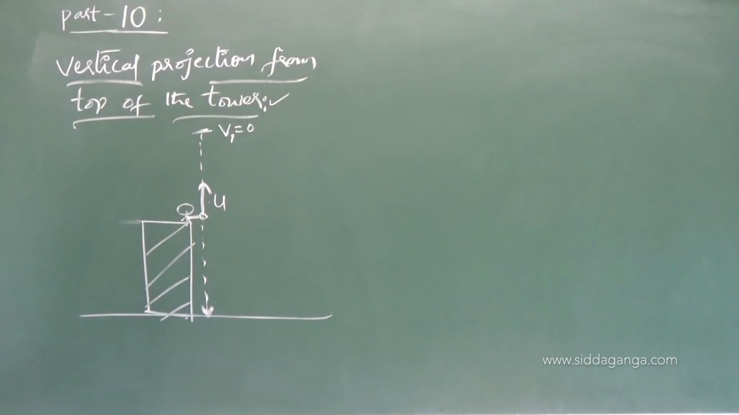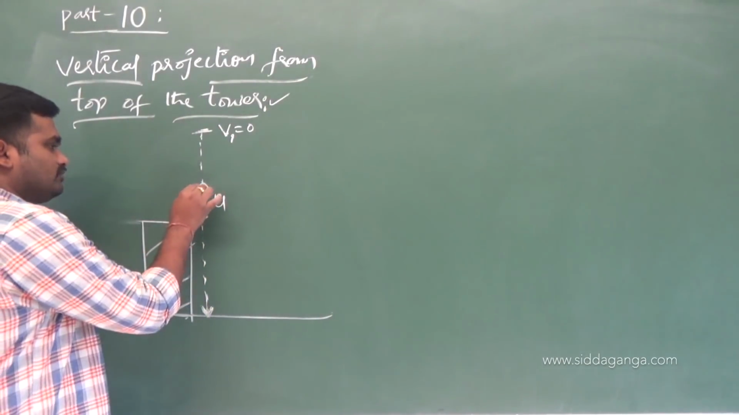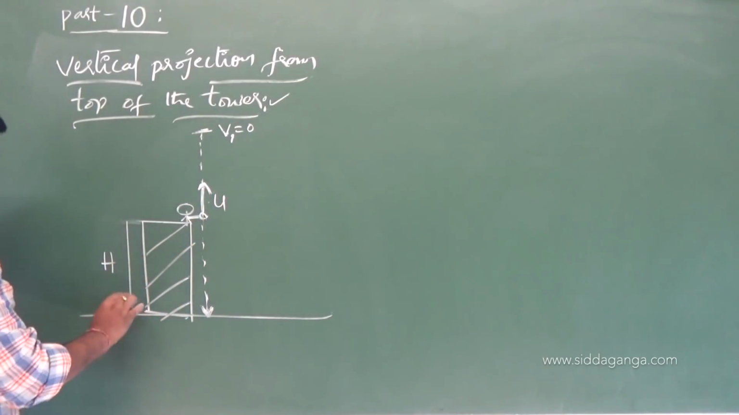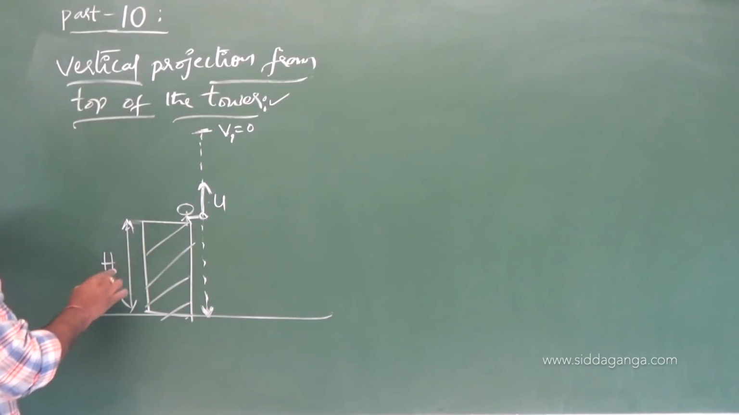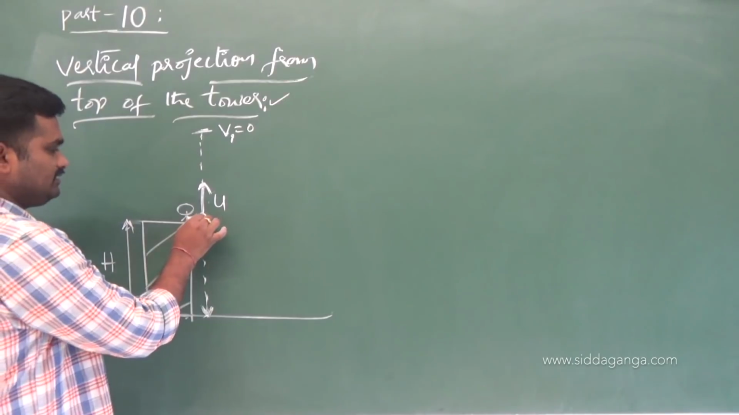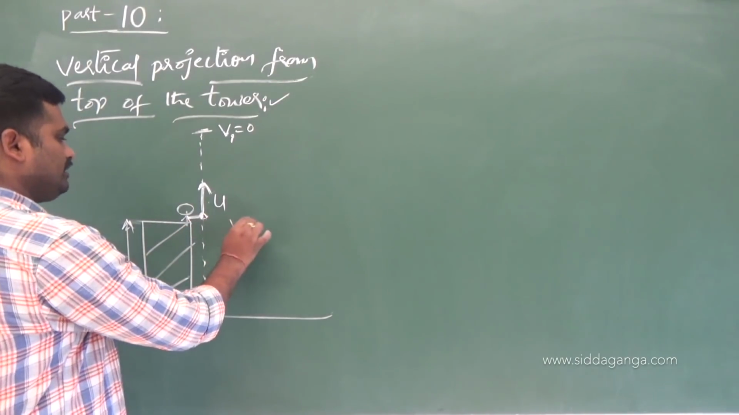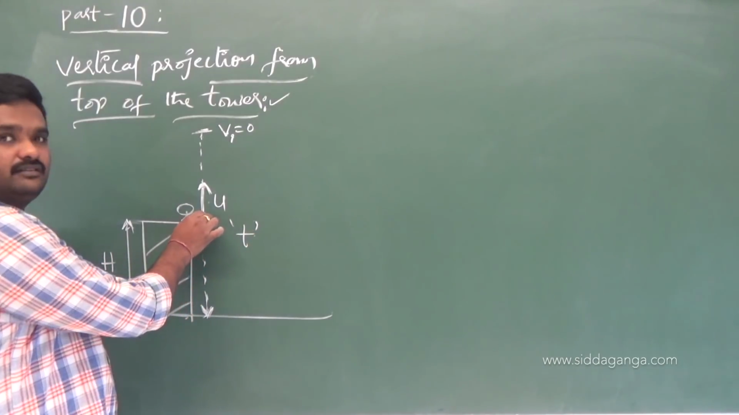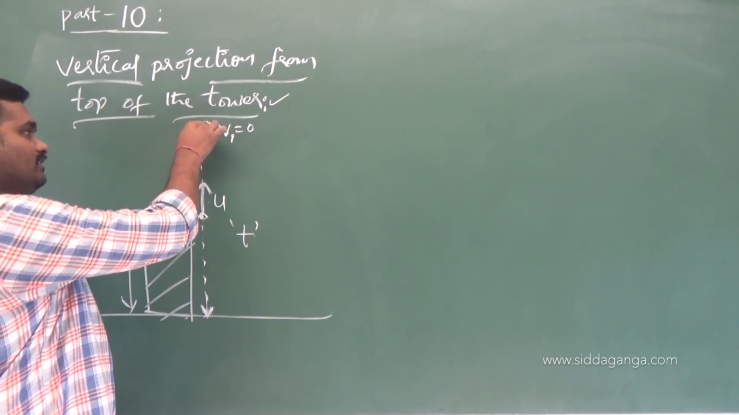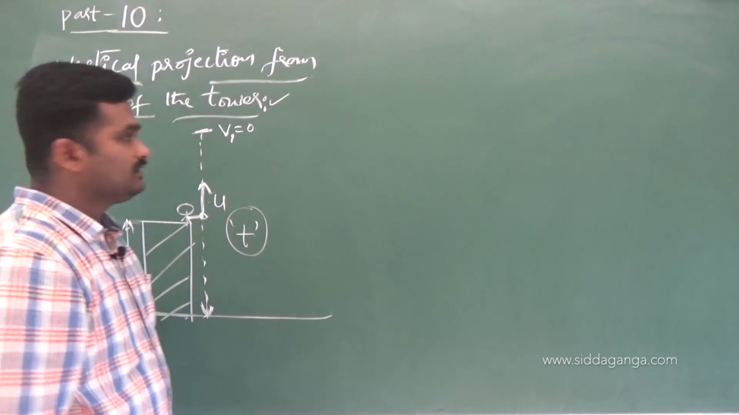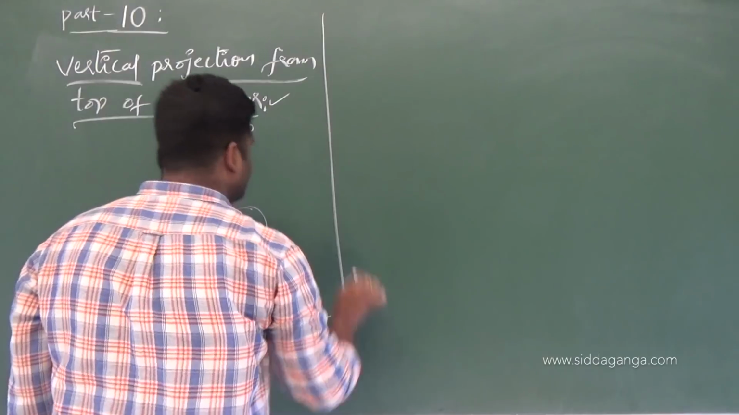So now come back to this. A body is thrown vertically up from the top of a tower of height h, so that it reaches the ground. This is the point of projection and this is the point where it reaches the ground. Let t be the total time of journey, from here to the maximum height and once again back to the ground. What is the total time of journey we have? T. So let me write it down in complete sentences.